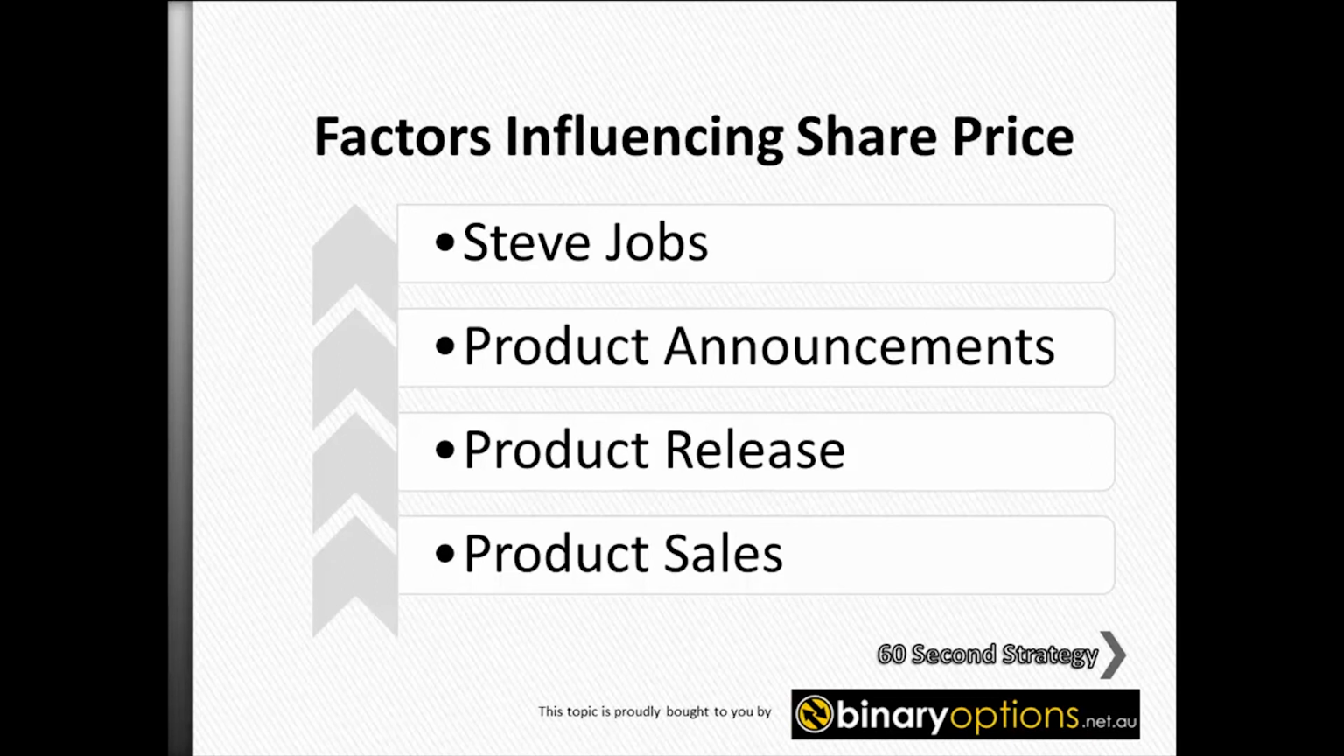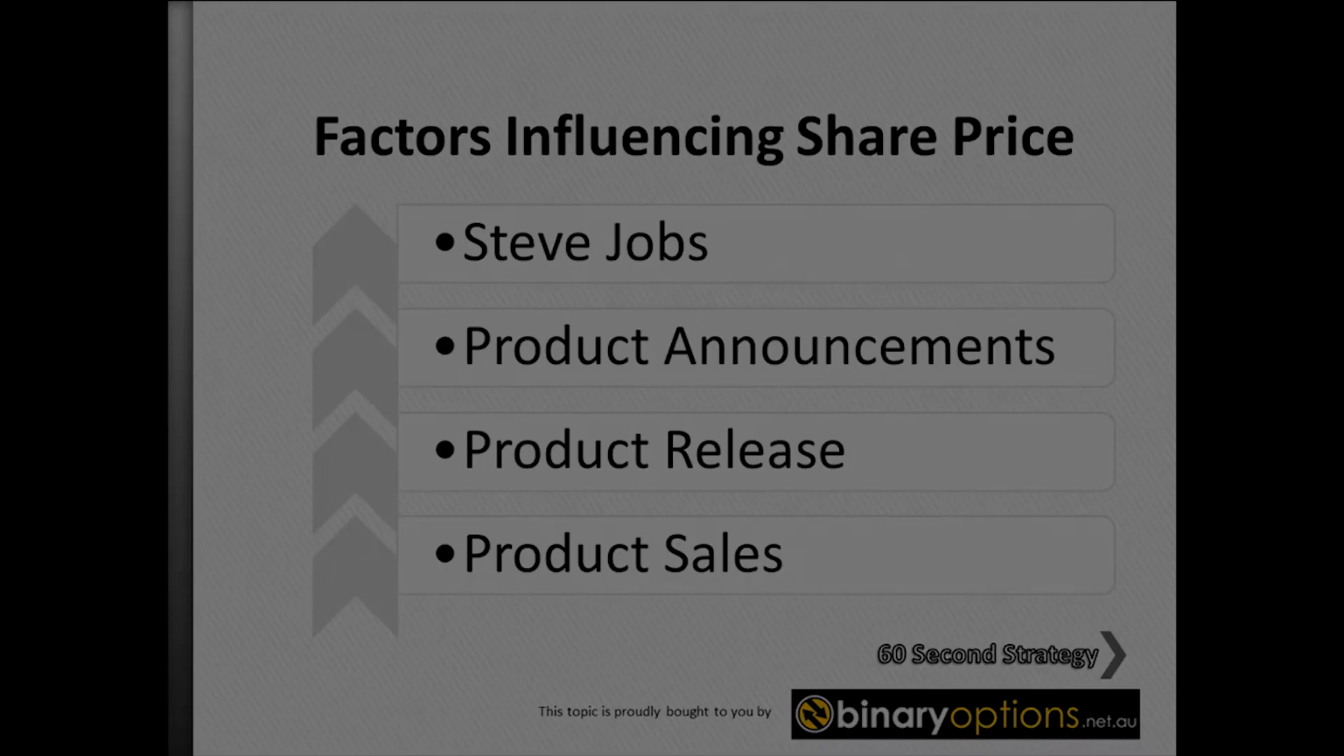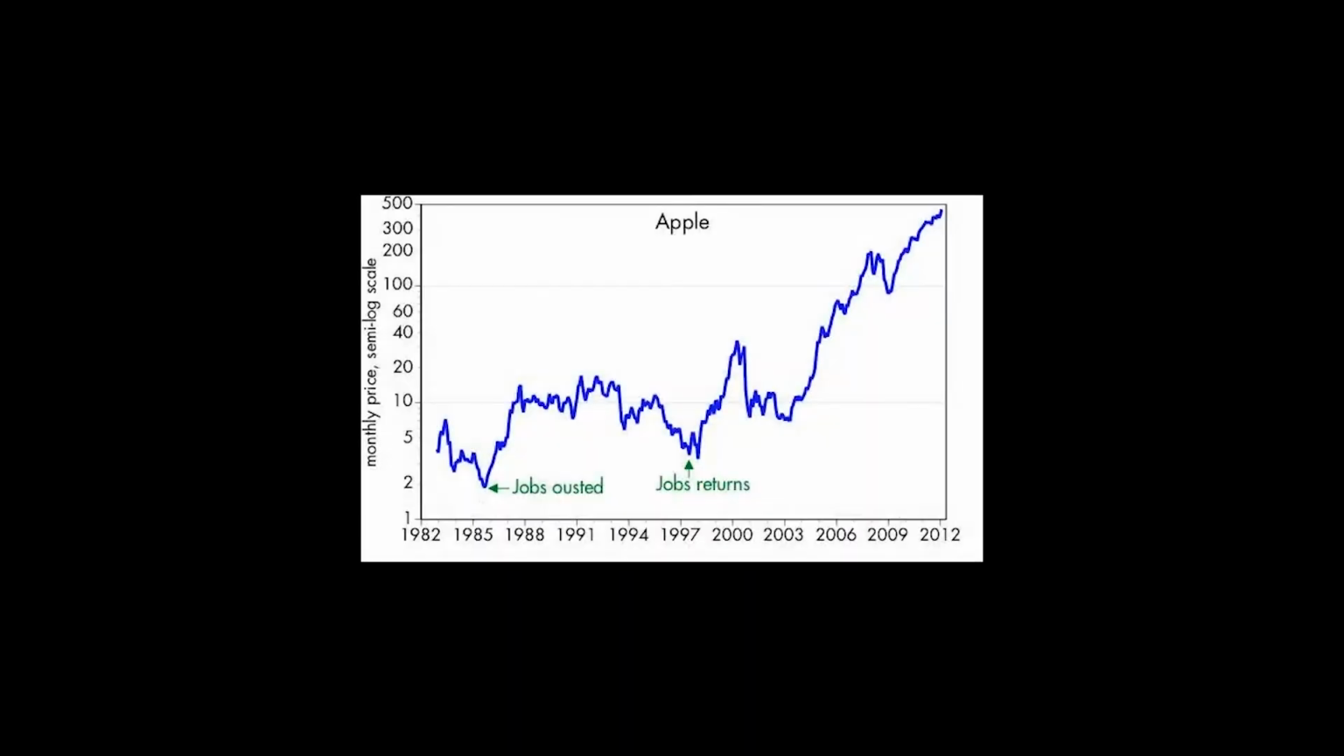Historically, there have been 4 key factors. Firstly, Steve Jobs. In his capacity as CEO of Apple, his resignation and subsequent reinstallment caused the Apple share price to divot from the trend. News of his death in 2011 saw the share price fall almost 5%.